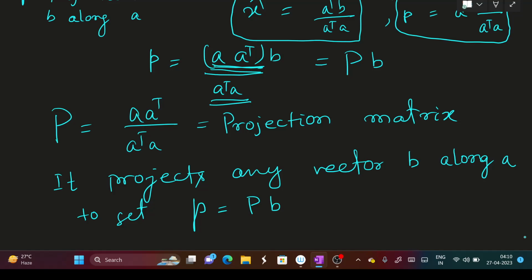That means I have to multiply B with P to get the projection of B. If I want to get projection of C, then I will write PC. If I want the projection of D, I write PD. So likewise, any vector whose projection along A is to be obtained, simply that vector is to be multiplied with the P. So P gives the projection of any given vector along or onto A. So here this is my projection matrix.